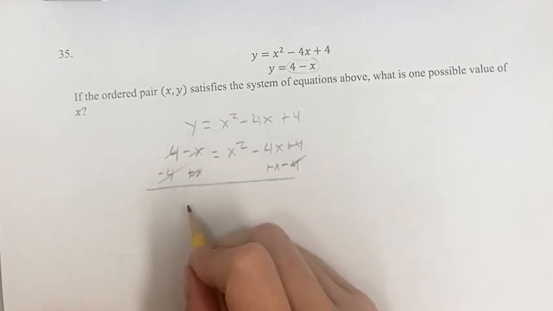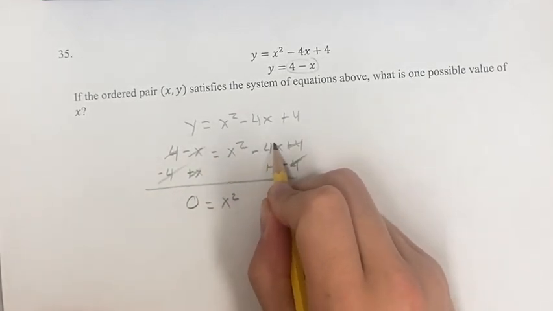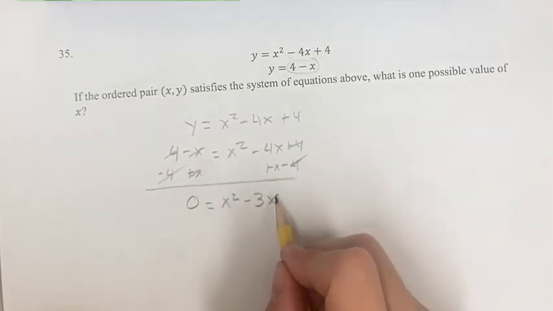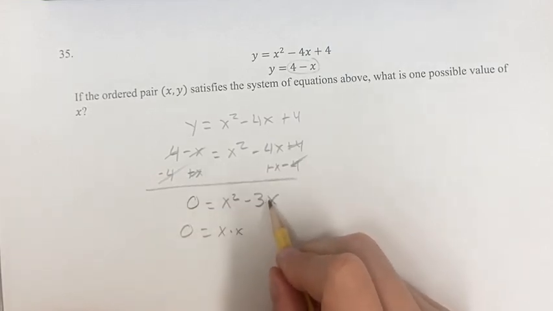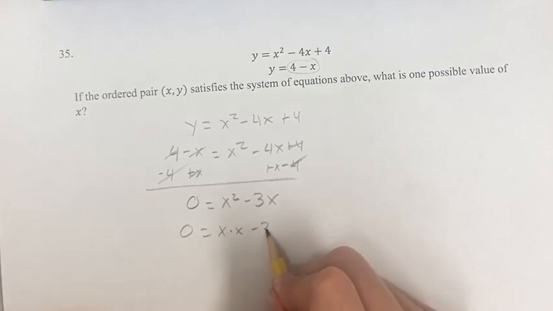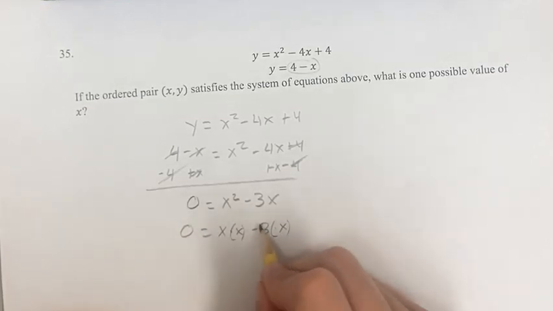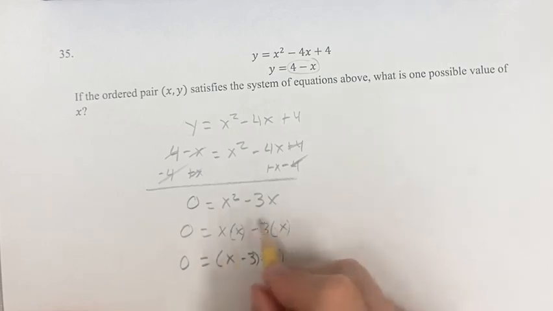So there's nothing left on this side, so this is just 0 is equal to x squared minus 4x plus x, which is minus 3x. And then we can pull out an x from both of these terms. So x squared becomes x times x, and then negative 3x becomes negative 3 times x. Okay, so if we have x times x and negative 3 times x, this is x minus 3 times x, right? This is factoring by grouping.